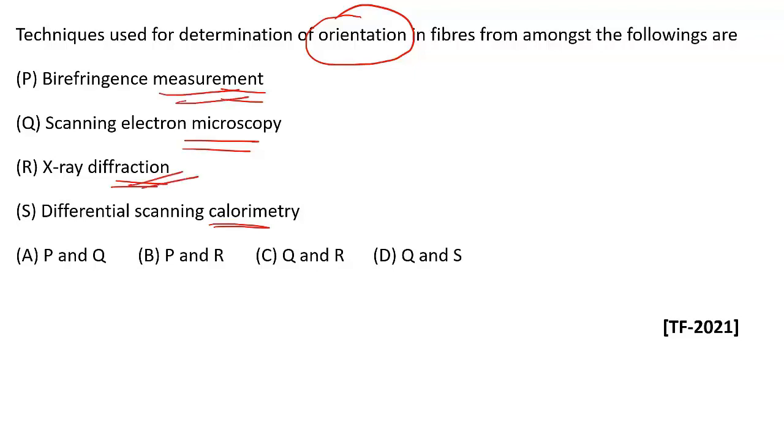If you talk about SEM, as I have said earlier, it is used for the determination of surface morphology. And if we talk about what DSC measures, DSC is used for the determination of heat capacity of a polymer and thermal transitions of a polymer, including glass transition temperature Tg and melting point. So options P and R are true.